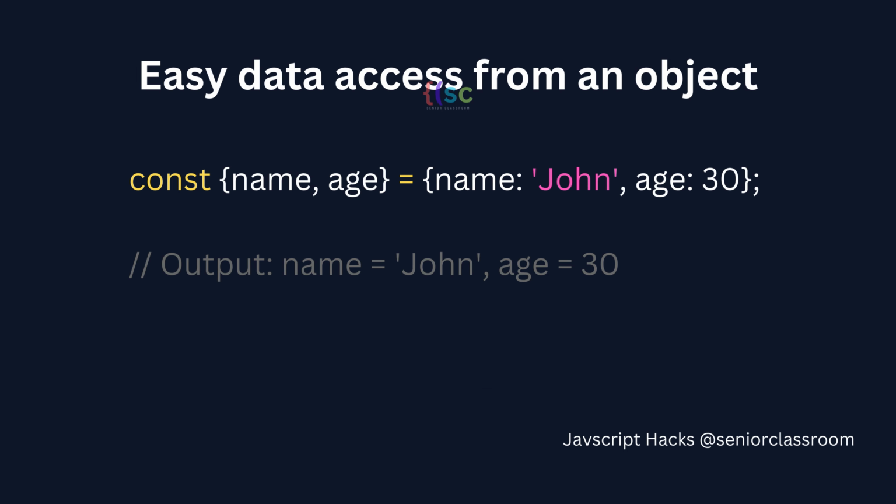Next is easy data access from an object. This JavaScript snippet uses object destructuring to easily access values from an object. This approach simplifies accessing object properties and enhances code readability.